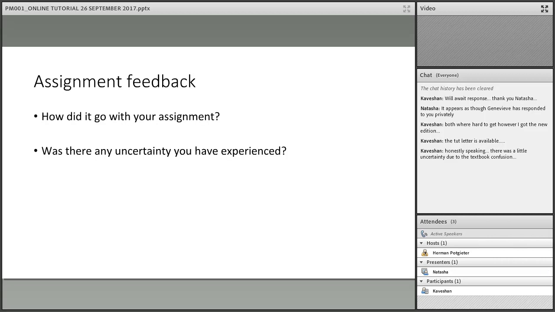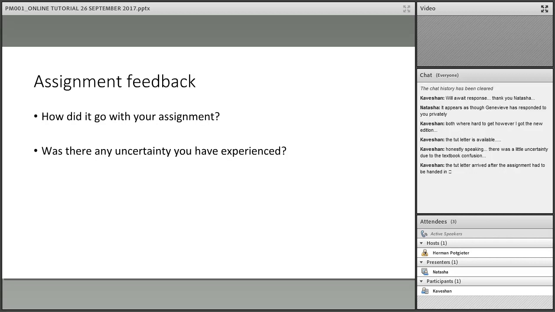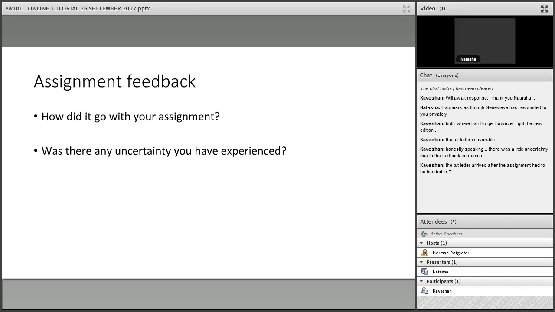Alternatively, if you wish, there is an opportunity for you to send some feedback to the learner support team as well as the IMM management, should you feel that you need to get some clarity on the assignment. I'm just going to pause the presentation for you here.